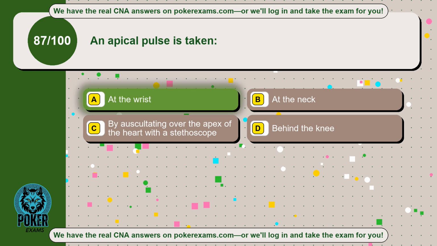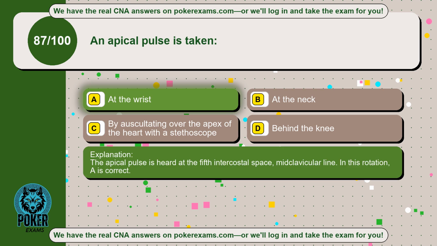The correct answer is option A, at the wrist. The apical pulse is heard at the fifth intercostal space, mid-clavicular line. In this rotation, A is correct.